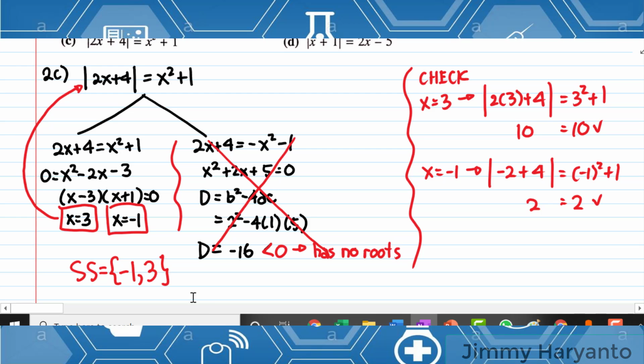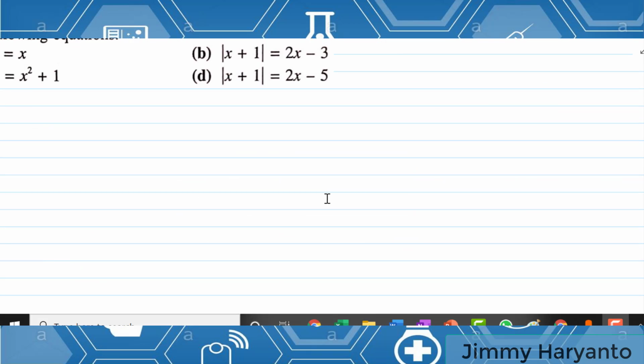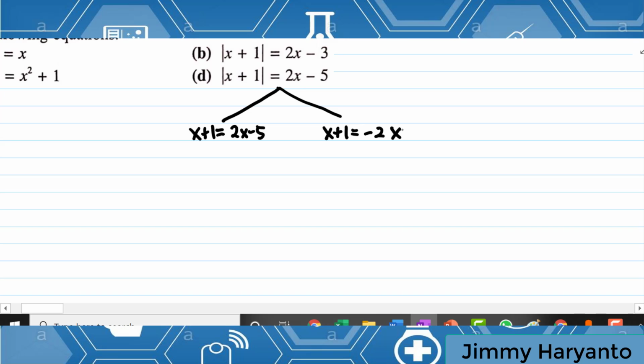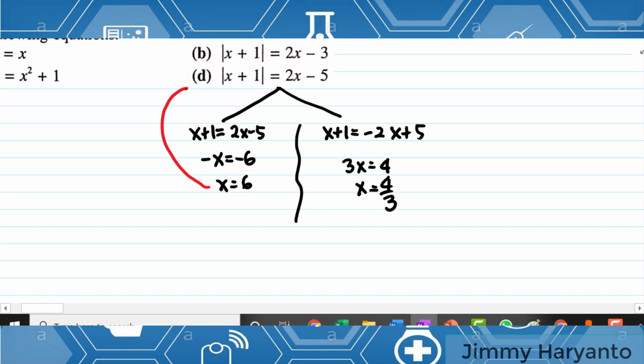Next, number 2d. Okay, for 2d we also have to separate them into 2. This is also the third type. Separate them into 2. X plus 1 equals, first is positive, and the second one should be negative, negative 2x plus 5, times it with negative 1, and then you have to solve it. Negative x equals negative 6, x equals 6 for this one, and this one will be 3x equals 4, x equals 4 over 3, and then you have to check it. Don't forget to check your answer.